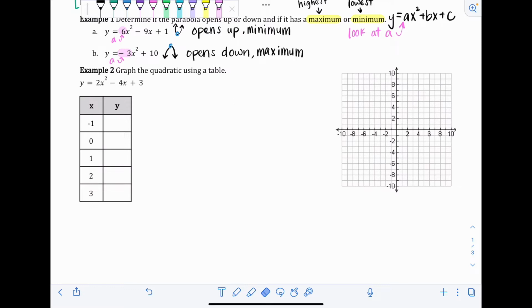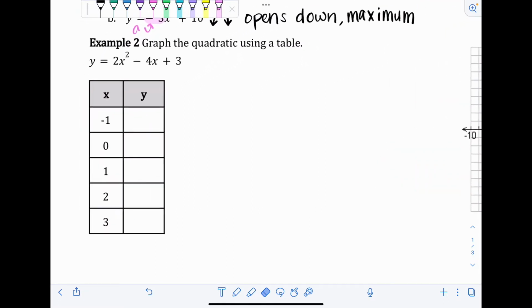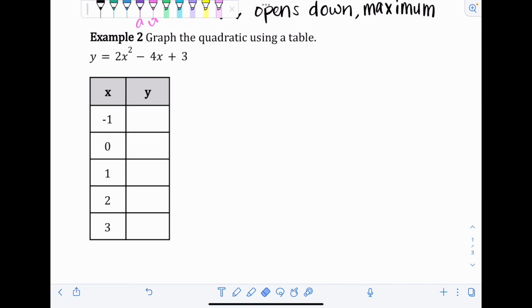This process does take a while. You'll see it's a lot of repeating the same steps, so this problem will take a little bit longer, but I think it's really important to get a good feel for the process the first time through. So our table has x values -1 up to 3.